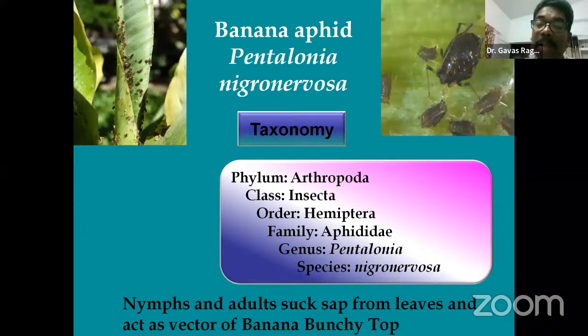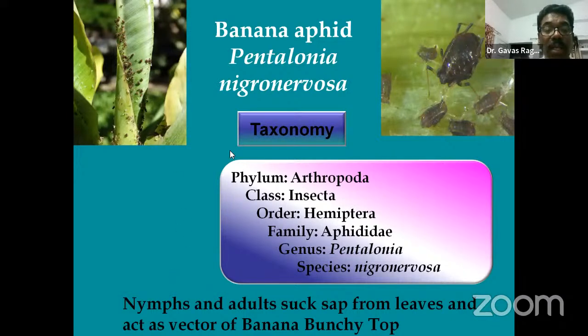Its specific name is Pentalonia nigronervosa. It belongs to the family Aphididae, and the nymphs and adults suck sap from the leaves, and this pest acts as a vector of banana bunchy top virus. That's why it is important. Basically, Pentalonia or banana aphid alone does not cause any serious economic loss, but by acting as a vector of bunchy top disease of banana, which is a viral disease, they cause severe damage to banana cultivation.